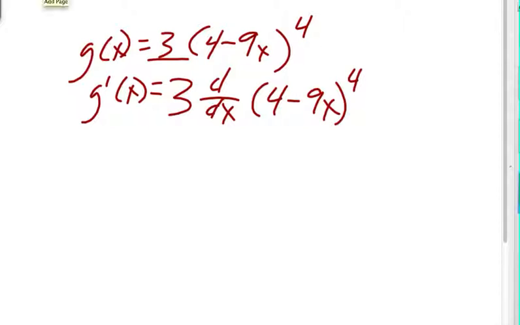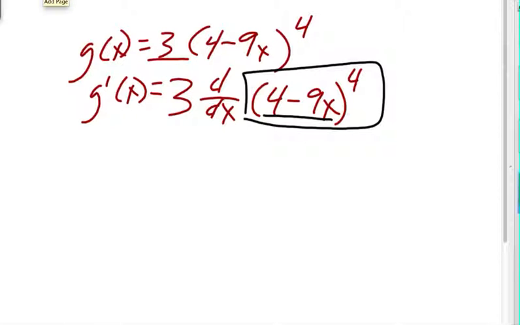So if you take a look at this, this is a composite function. There's my inside part, and then here is my outside part. So I'm going to do u will be equal to 4 minus 9x. u prime, the derivative of u, is negative 9.